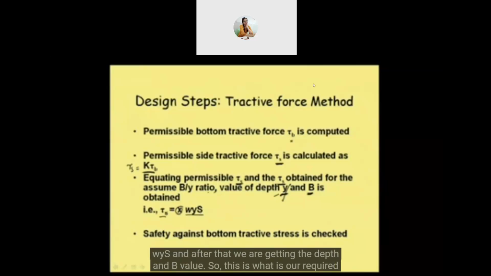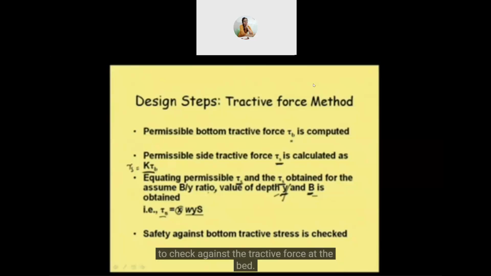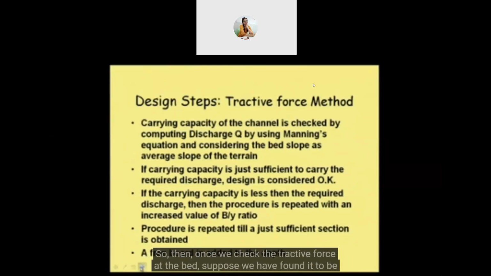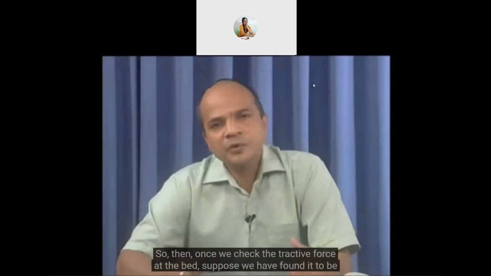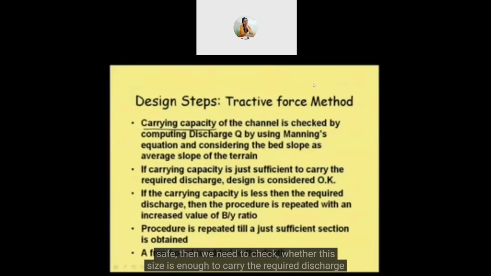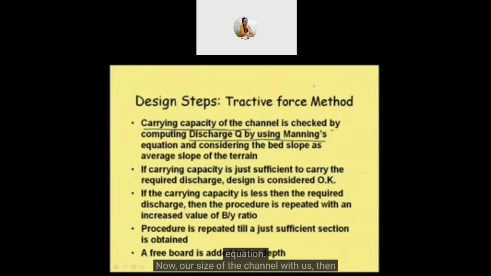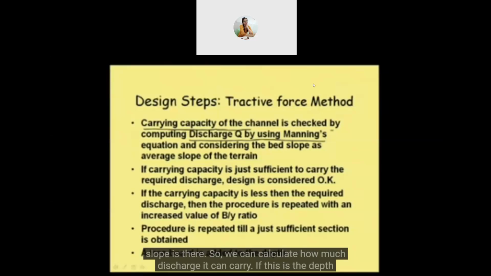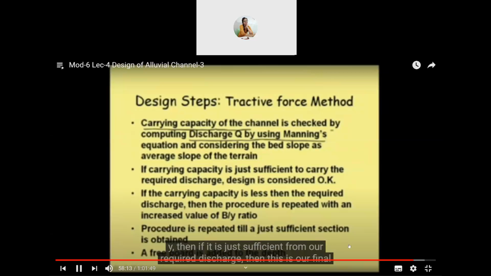So this is our required design, but of course this is not the final design. Then we need to check the safety of this design against the tractive force at the bed. Suppose we have found it to be safe; then we need to check whether this size is enough to carry the required discharge. The carrying capacity of the channel is checked by computing the discharge by Manning's equation. With our channel size and slope, we can calculate how much discharge it can carry. If it is just sufficient for our required discharge, then this is our final acceptable design.